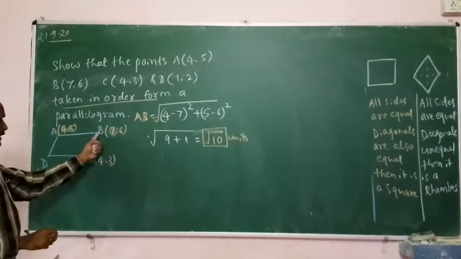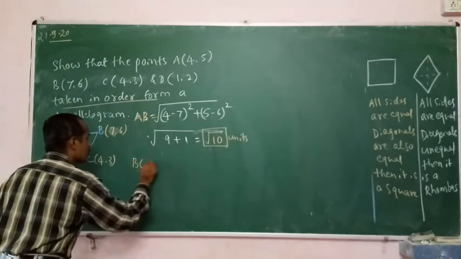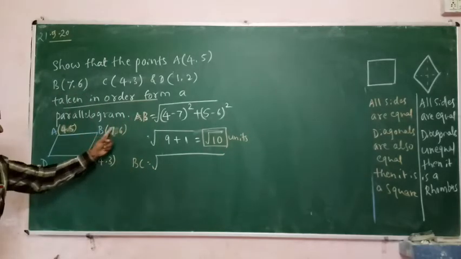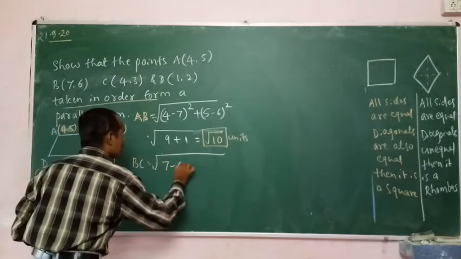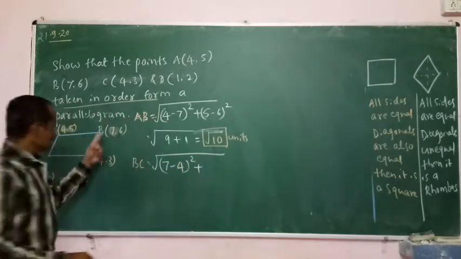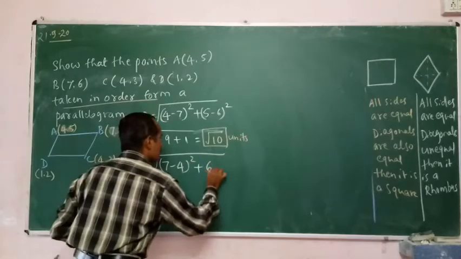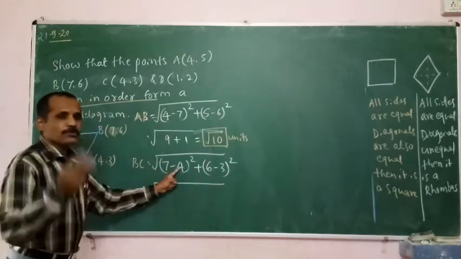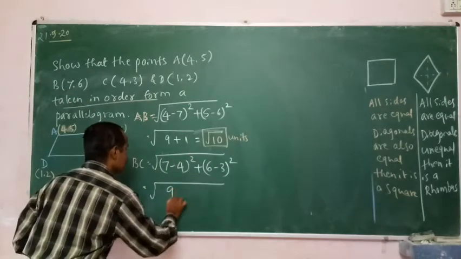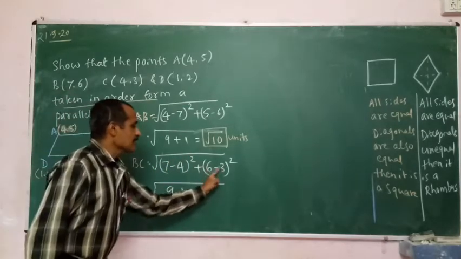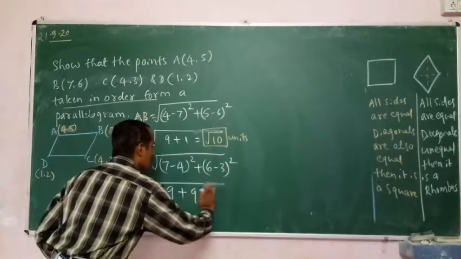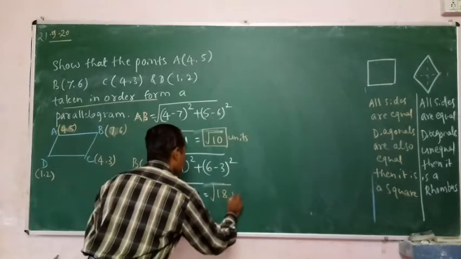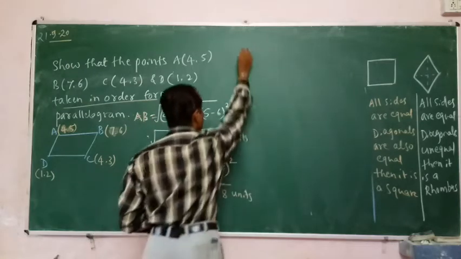Come on, we start the length of BC. BC is equal to under root (7 minus 4) the whole square plus (6 minus 3) the whole square. 7 minus 4 is 3, 3 square is 9, plus 6 minus 3, 3 square is 9. Answer is square root of 18 units.